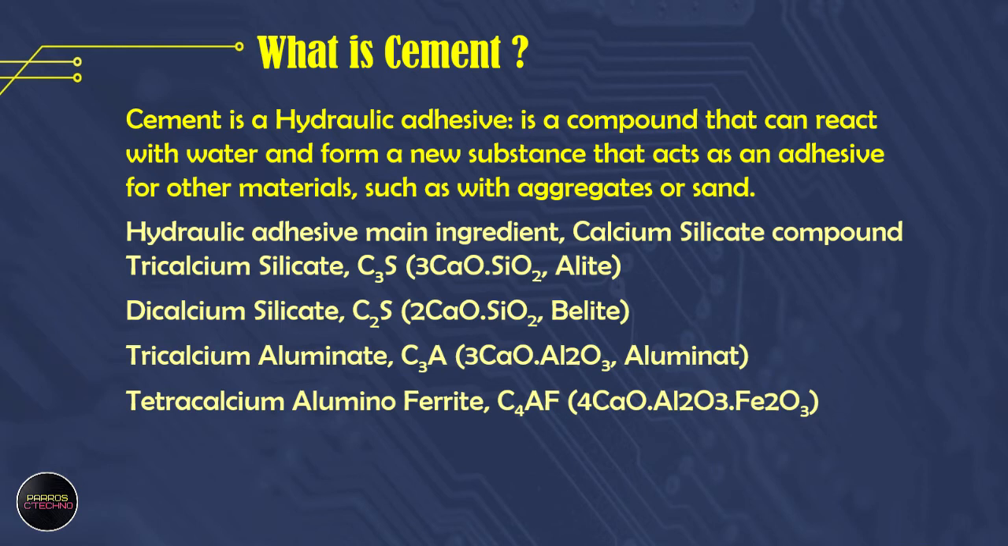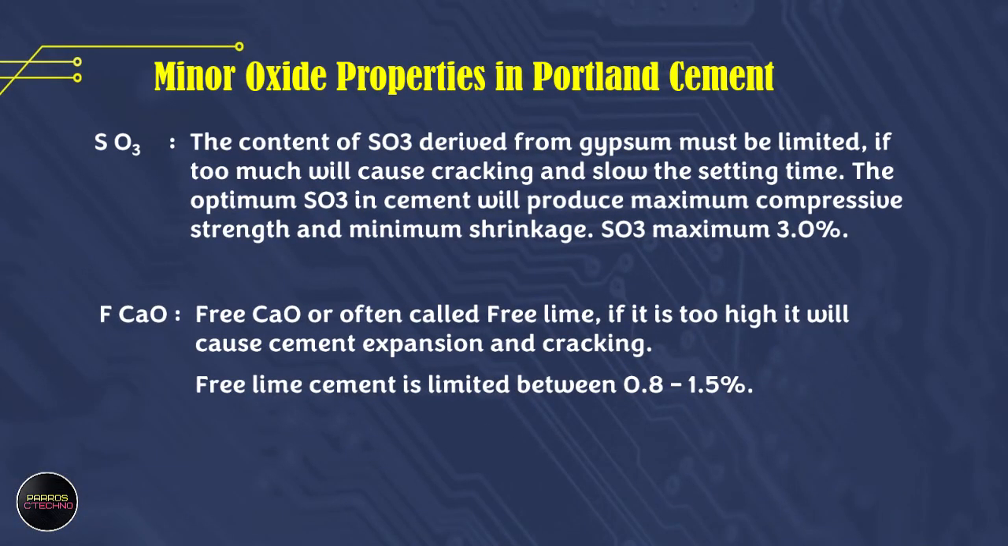Hydraulic adhesive main ingredients, calcium silicate compounds: tricalcium silicate, C3S or 3CaO·SiO2, called alite. Dicalcium silicate, C2S or 2CaO·SiO2, called belite. Tricalcium aluminate, C3A or 3CaO·Al2O3, called aluminate. Tetracalcium aluminoferrite, C4AF or 4CaO·Al2O3·Fe2O3, called ferrite.